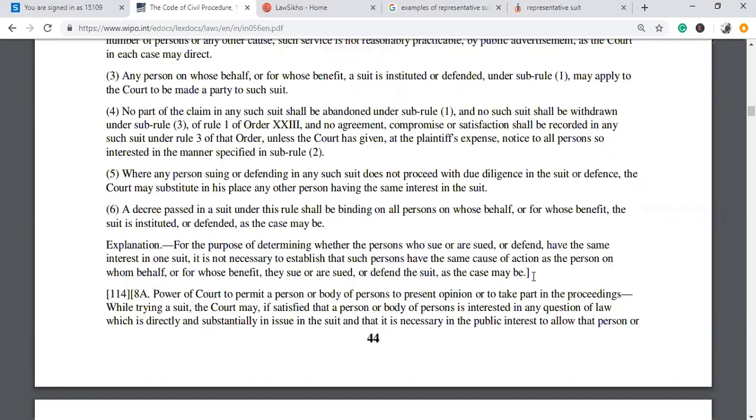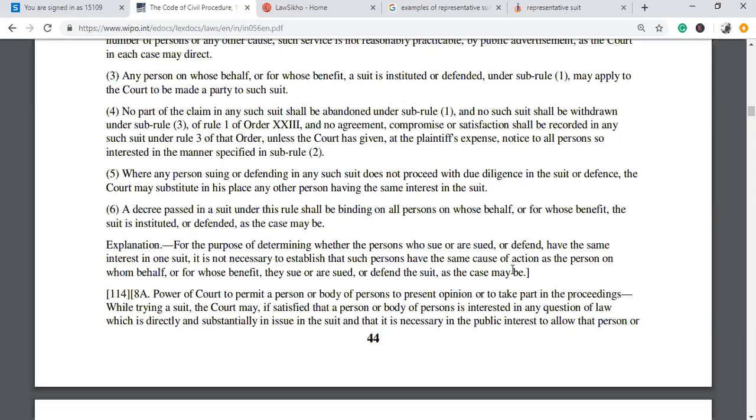In our previous video we discussed the object behind representative suit and delved into the ingredients, and we also discussed elaboratively on the ingredient with the help of leading case law. So you can go and check out our previous video on representative suit as well as other videos on CPC and other subjects as well.